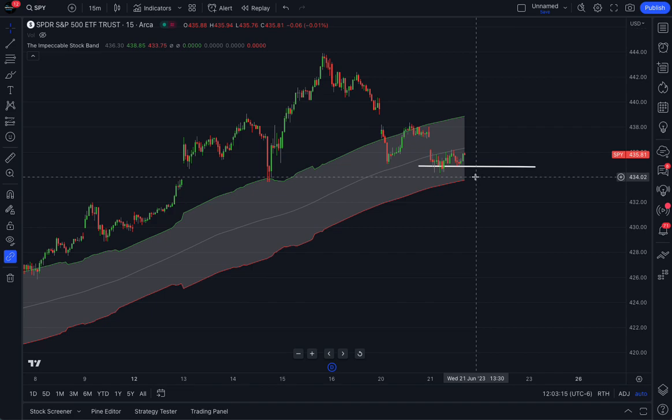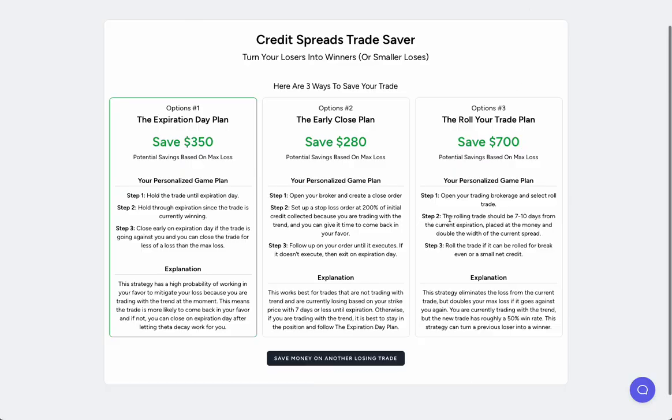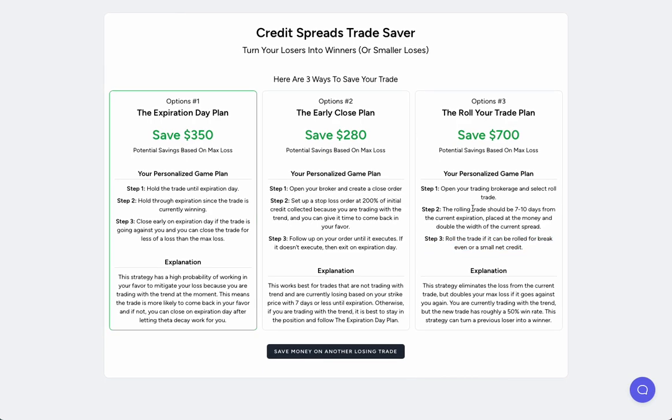If the stock goes against us, because we have to double our strike width, then again we're going to see that double loss. But again, it walks you through right here. Roll the trade 7 to 10 days from the current expiration, place an at the money trade, and double the width of the current spread. Again, roll the trade if it can be rolled for break even or a small credit. This shows you exactly step by step what to do with any stock you're afraid is going to lose, and it walks through the best plan and highlights your best option.